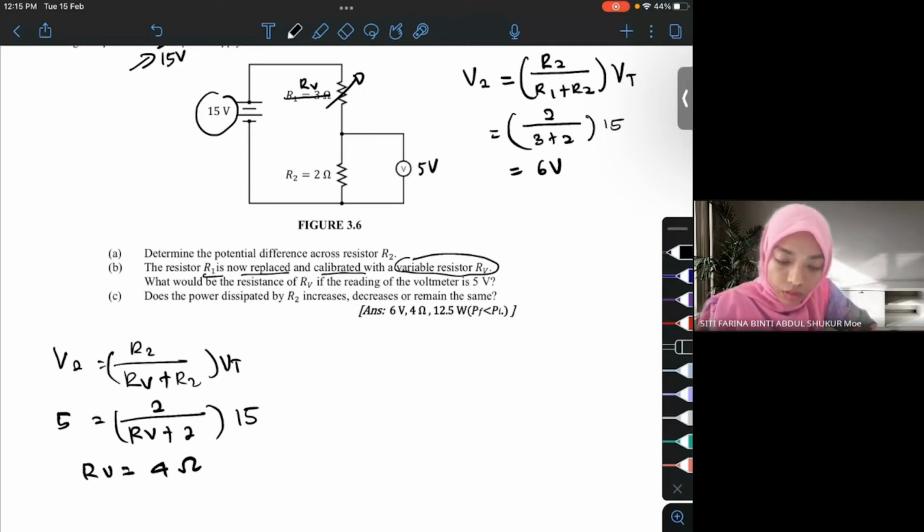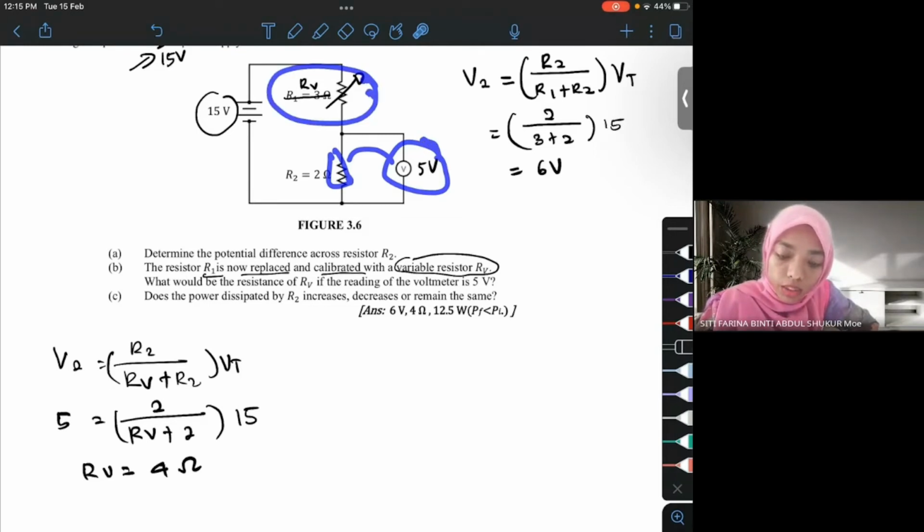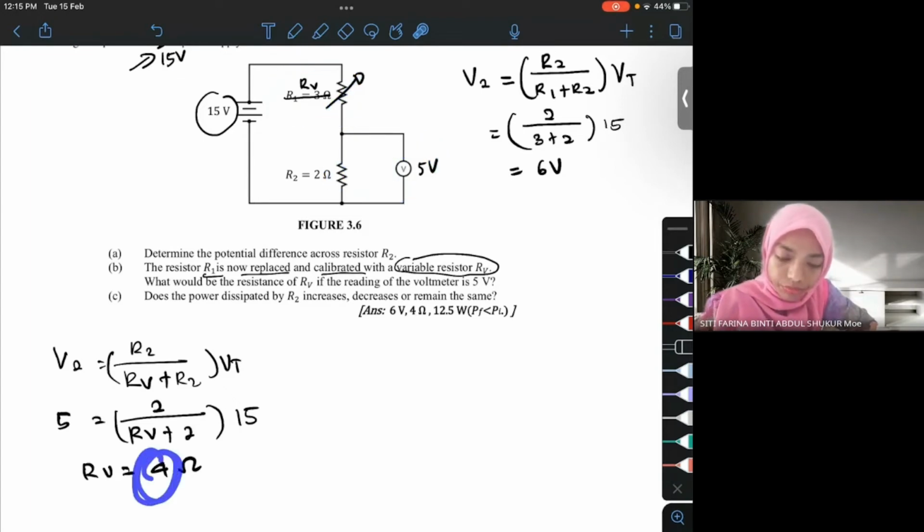Okay. So it still uses the same equation because we are reading across the same resistance. It's just that you calibrate it with a new variable resistance. Therefore, your voltmeter is going to give a new reading and the value of your variable resistance is 4 now.